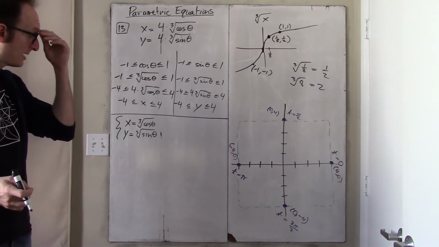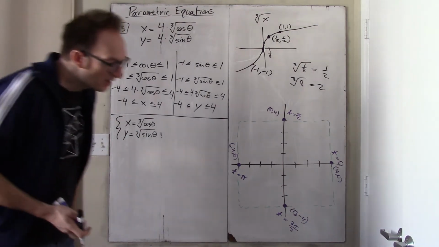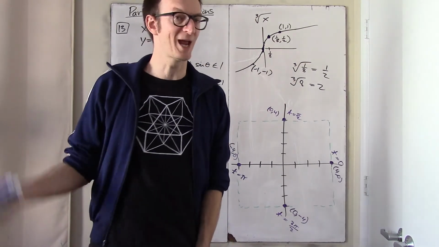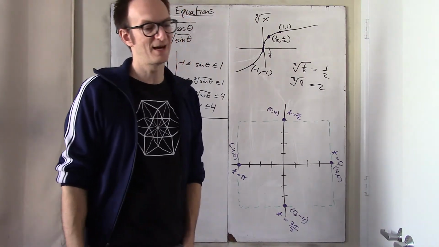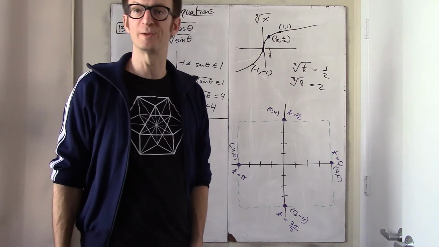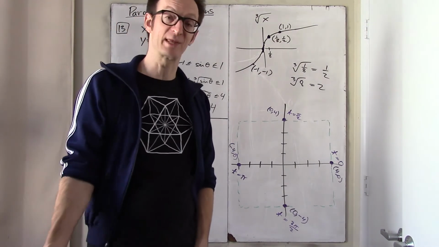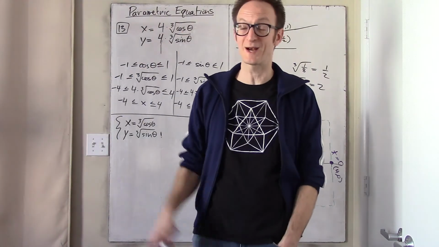Okay, so what now? You can pursue eliminating the parameter. Good luck. But this is a new shape that we've never seen before. And eliminating the parameter is really only helpful when the ultimate answer is something that you recognize. In this case, you're not going to recognize what it is.